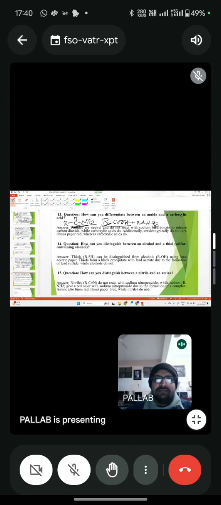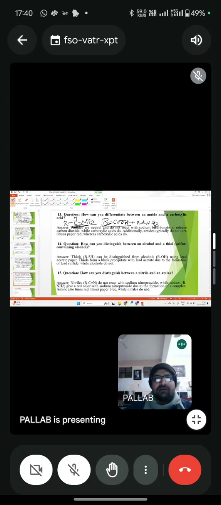At the same time, this is an acid, so it will give the litmus paper test. That is, it will turn the blue litmus paper red. But the amide will not show any kind of color change. Okay, my dear students, let's go to another question.